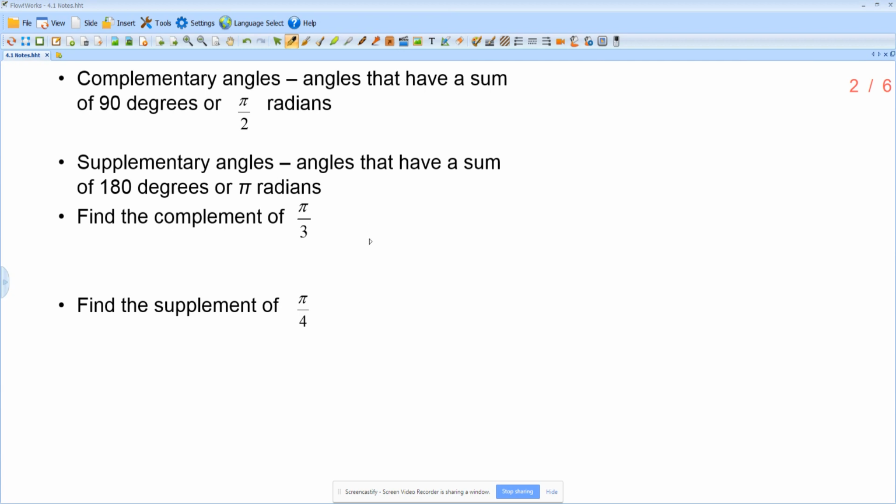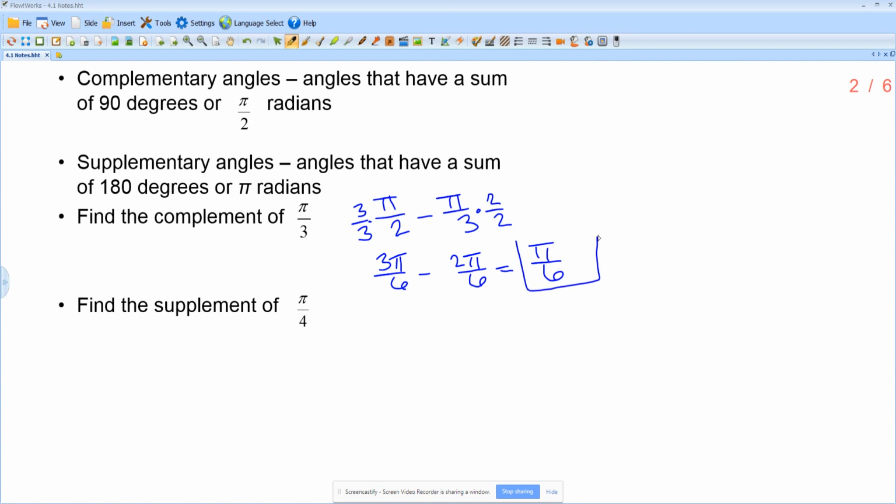So if I want to find the complement of pi thirds, I'm not going to do like 90 minus pi thirds. What I'm going to do is pi halves, the radian equivalent, minus pi thirds. When I'm subtracting this, I need a common denominator, so I'm just going to crisscross and say, okay, I will multiply by 3 over 3 and 2 over 2. So this is 3 pi sixths minus 2 pi sixths, which gives me pi sixths. So the complement of pi thirds is pi sixths, also meaning if I were to add pi thirds and pi sixths, I'd get pi halves.